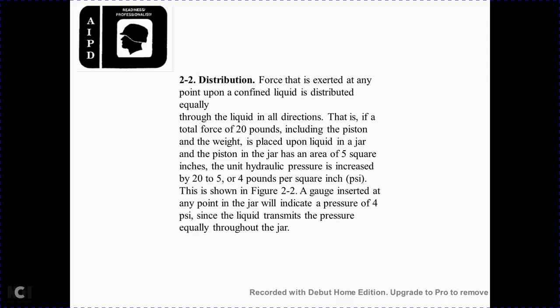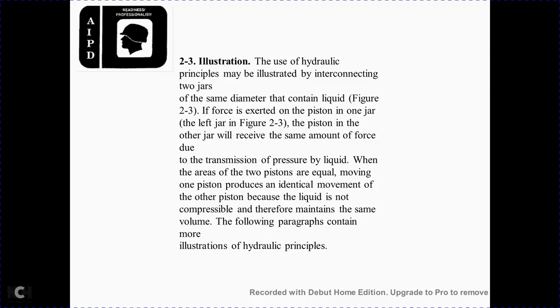Distribution of force. The force exerted at any point on a confined liquid is distributed equally throughout the liquid in all directions. Here, a force of 20 pounds, from the weight placed on the piston, acts upon the liquid in the jar. The piston of the jar has an area of 5 square inches. Hydraulic pressure increases to 20 divided by 5, or 4 pounds per square inch, as shown in Figure 2-2. A gauge inserted at any point in the jar will indicate a pressure of 4 psi, since the liquid transmits the pressure equally throughout the jar.